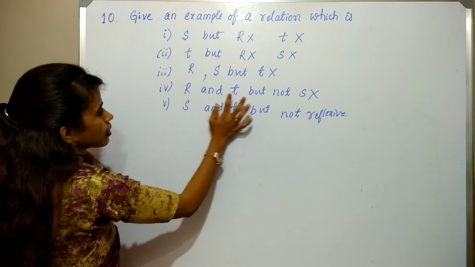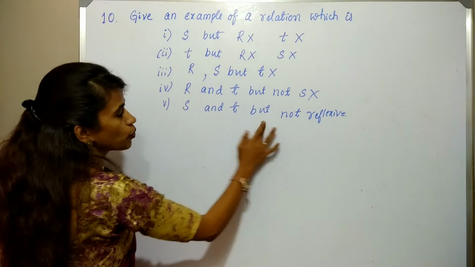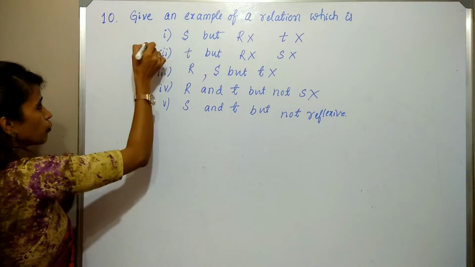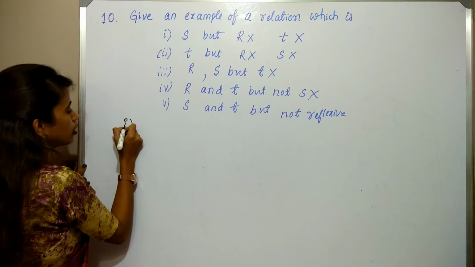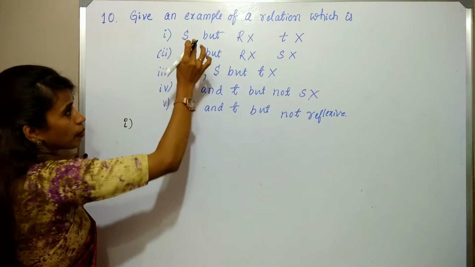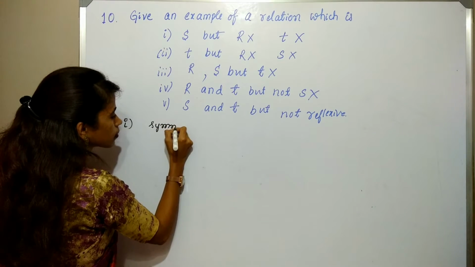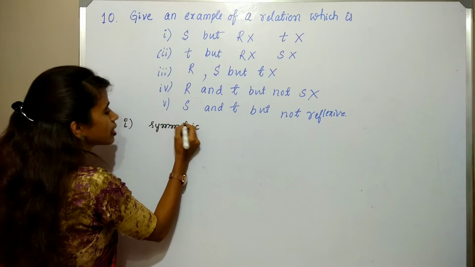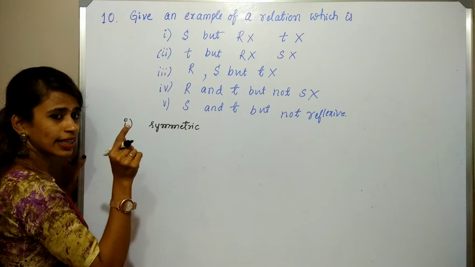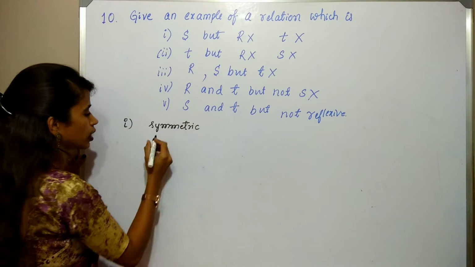Fourth one, reflexive and transitive but not symmetric. Fifth one, here symmetric and transitive but not reflexive. So for the first question, give an example for a relation, that relation must be symmetric. Symmetric means if I take any ordered pair, the opposite, that is the reverse pair, also belongs to that relation.